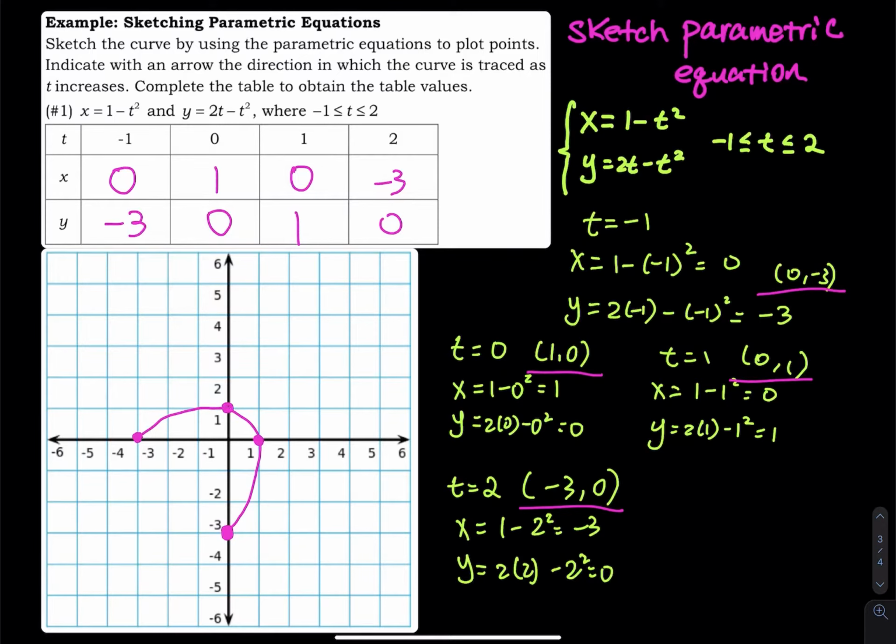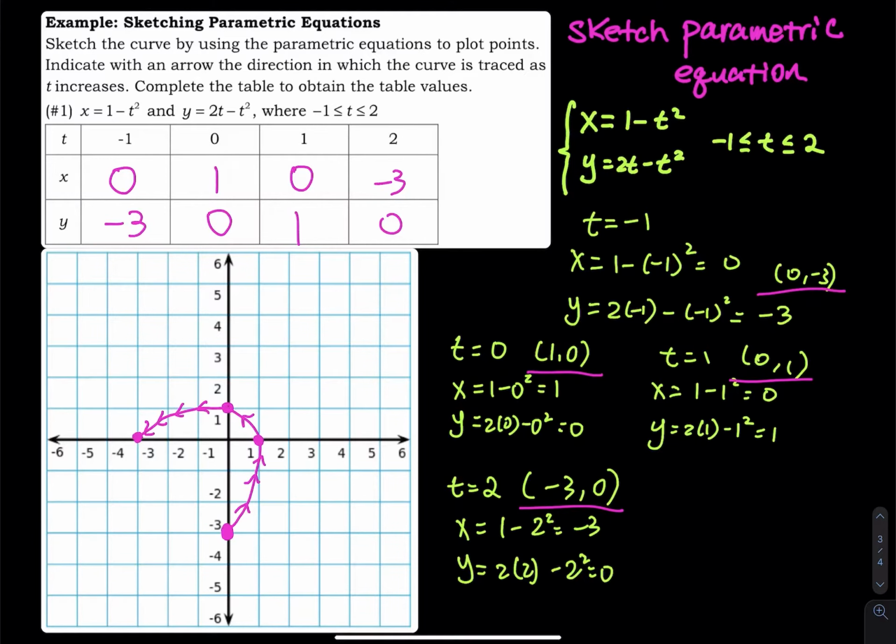Did I miss anything? Yes, I missed the orientation, which is the direction. So this particle, the dot right there, is moving along in this direction, and that is the terminal point.